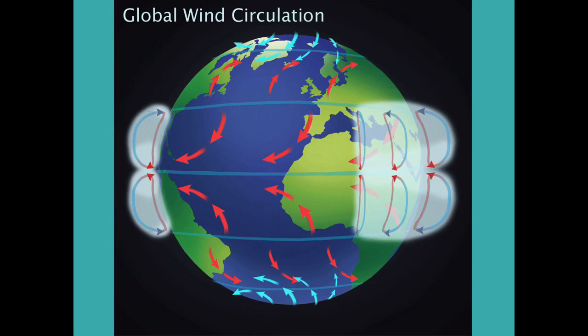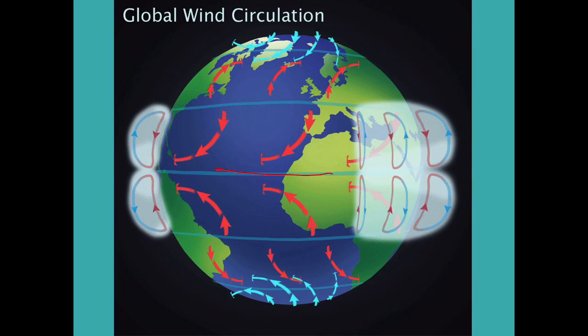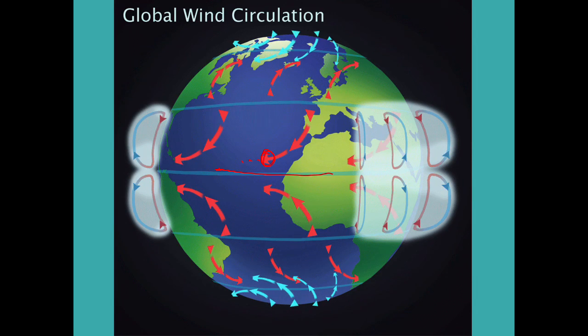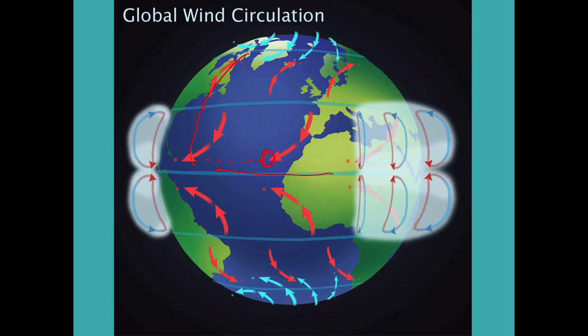Here's just another graphic showing the global winds. I think we'll spend more time on this later, showing how a lot of hurricanes may form here, and they move across following those winds, and then they get caught up in these, and they travel up the coast. And we'll talk about more of that with hurricanes at a later date.